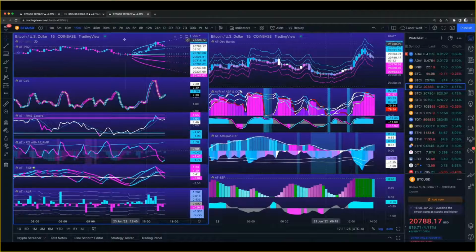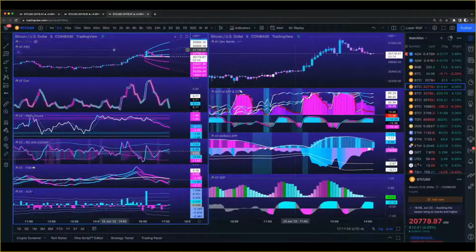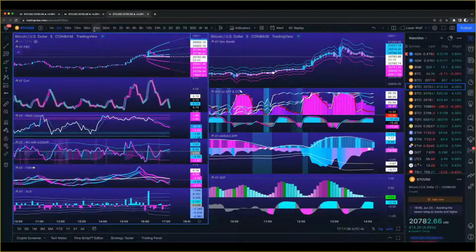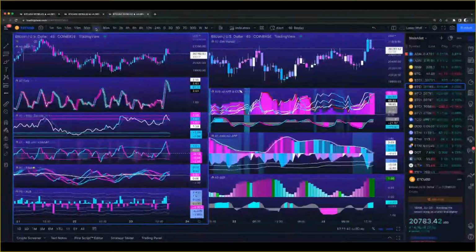Let's go back over here. Beautiful outliers on the 15-minute though. Let's go back to the 5. Yeah, it's really helpful to enter and exit moves with a chart like that. You know exactly where to go in and cut out. It's really nice.